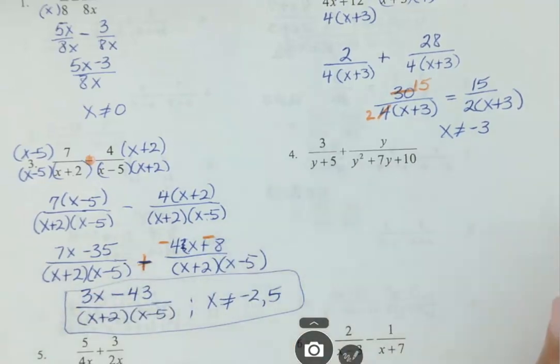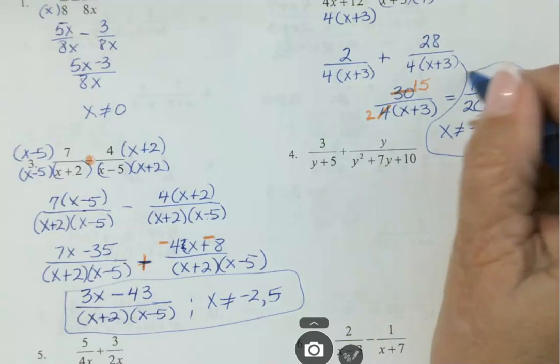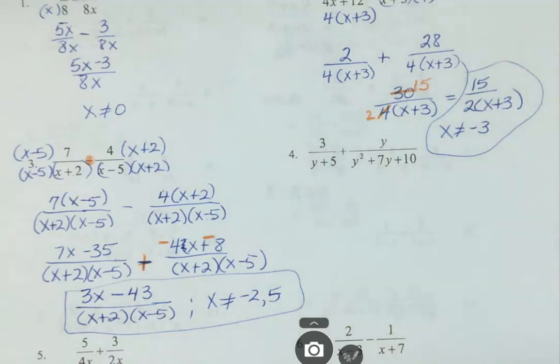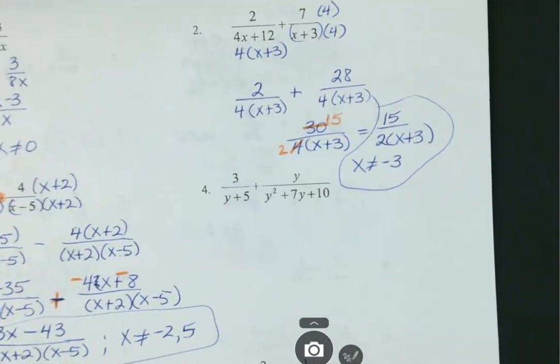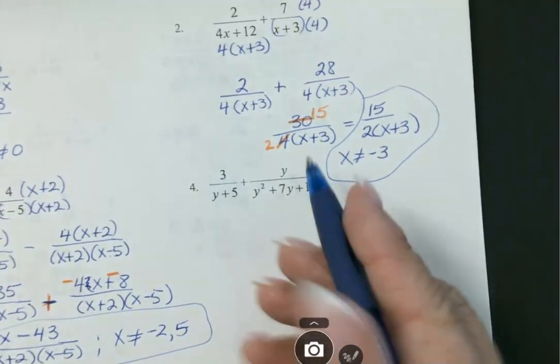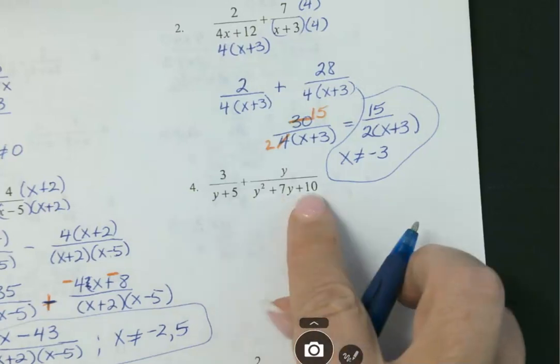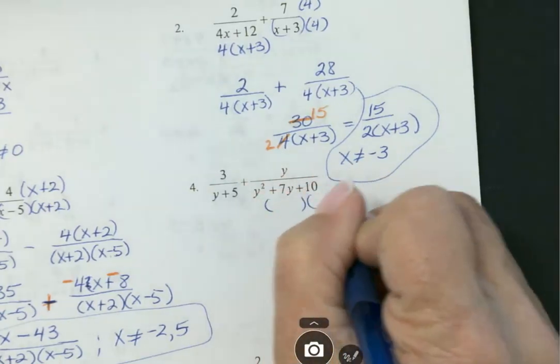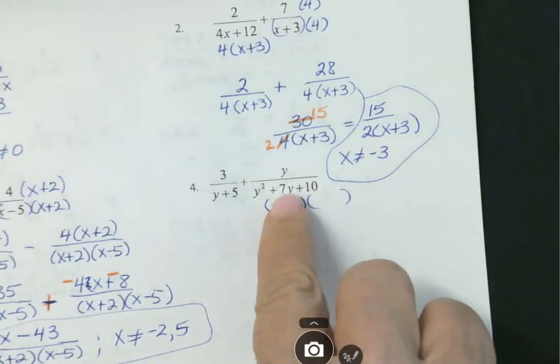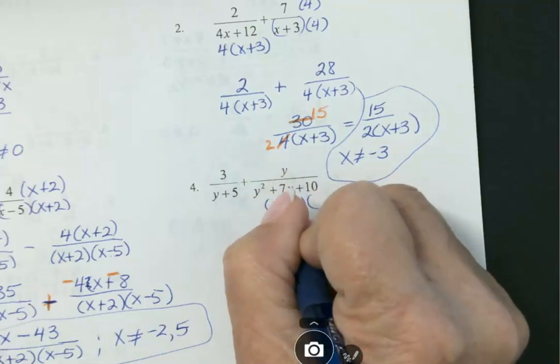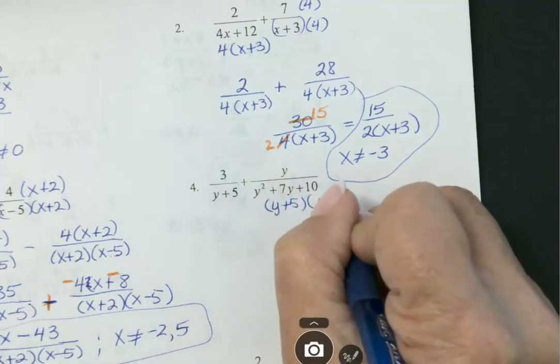Okay, and this one up here. Does that make sense what I did? Okay, I'm going to do one more just so we don't go too long. So on this one, since this is a trinomial, if you have a trinomial, you're always going to have to factor it. So what are factors of 10 that give me 7? And it's 5 and 2.